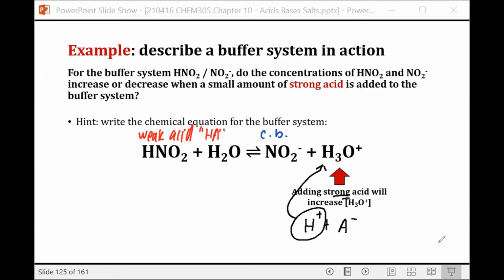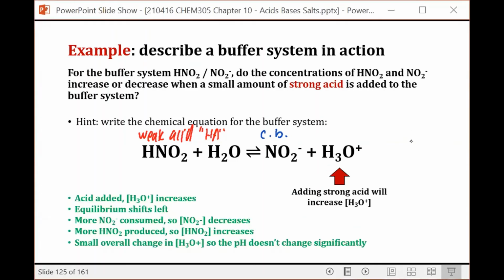We know from Le Chatelier's principle in chapter 9 that if we increase the concentration of a product in a chemical equilibrium reaction, we're going to push the reaction to the left because this is a stress on the system and the system's going to respond to get rid of that stress. So it's going to try to get rid of the extra H3O plus that we added to the system. That means that the equilibrium is going to shift to the left to get rid of that stress. So we're going to consume some of the conjugate base. It's going to react with the increased concentration of H3O plus to make water and nitrous acid.